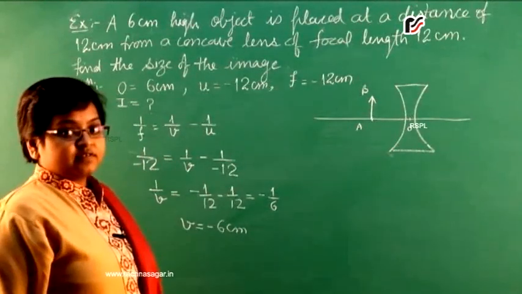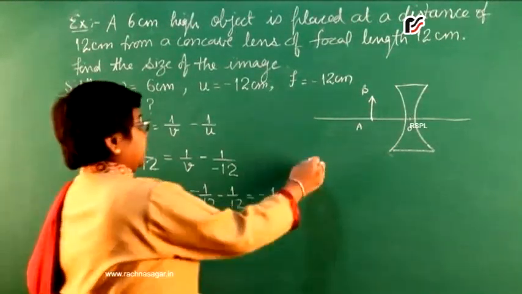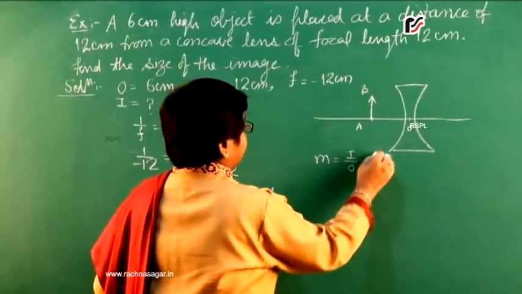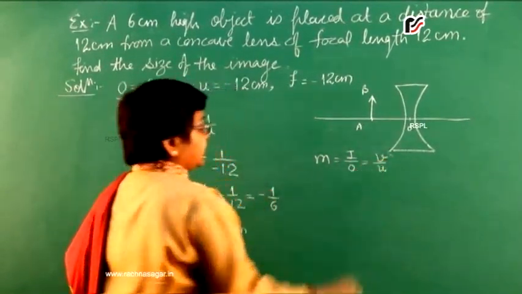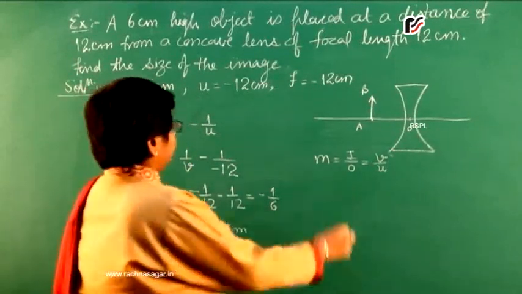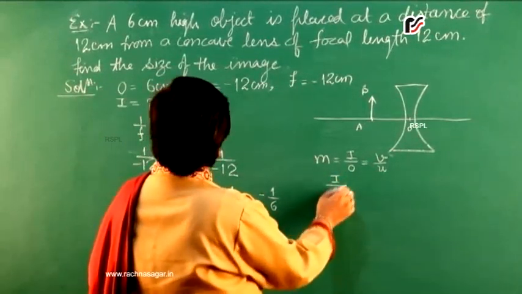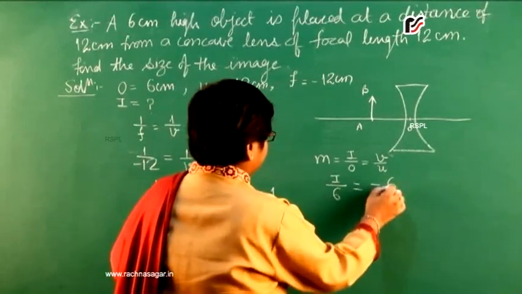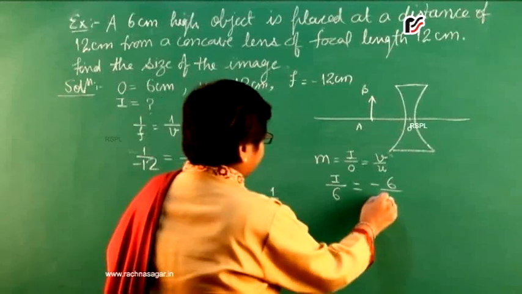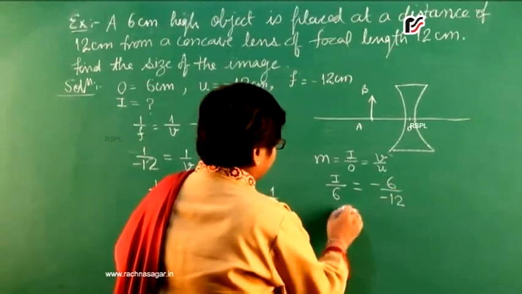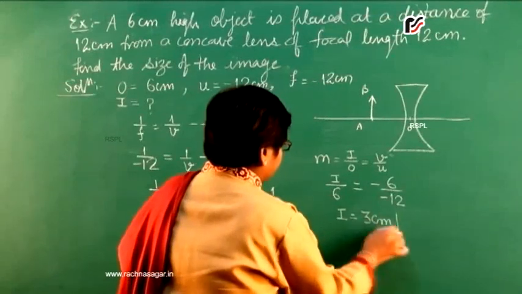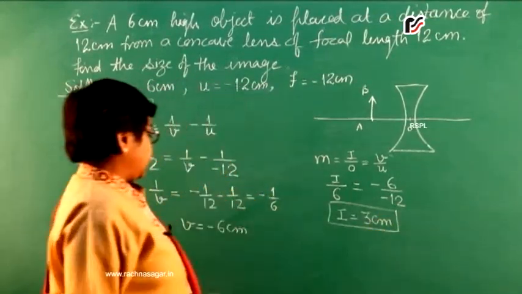The value of v is -6. Magnification is I by O, that is v by u. We have to find out the value of I. O is given 6, v is -6 and u is -12, which indicates I equals 3 centimeter.